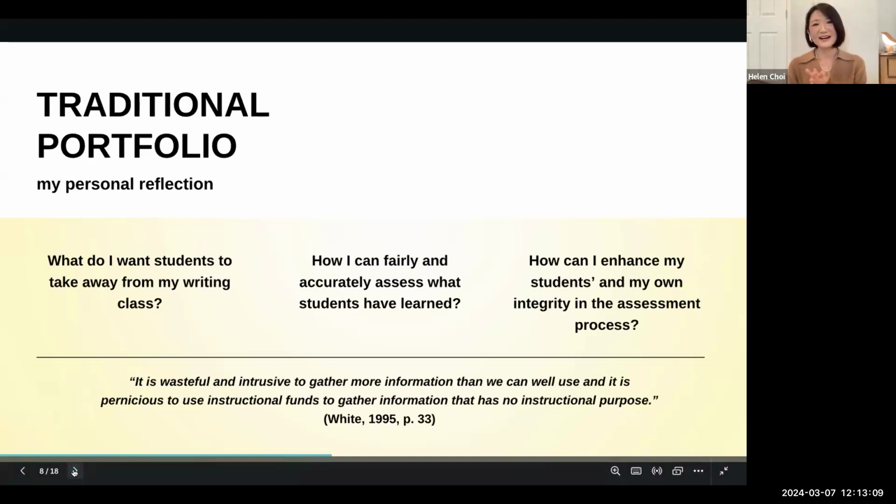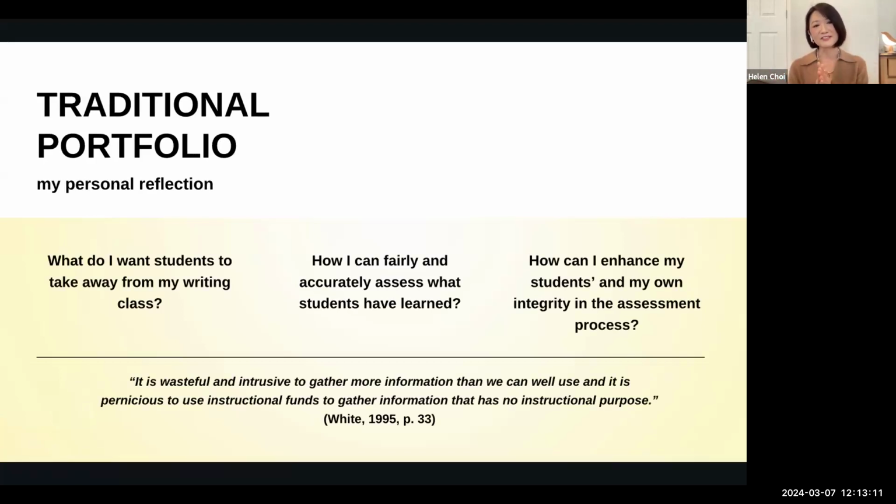So anyway, I have been really struggling with the portfolio, both on the assessment side and in terms of the student work that I've been seeing. So I really wanted to see what I want my students to take away from my writing class. How can I make sure I'm accurately assessing what my students have learned and not just grading the skill level that they likely already came in with? And how can I make sure I'm enhancing my own integrity in the process?